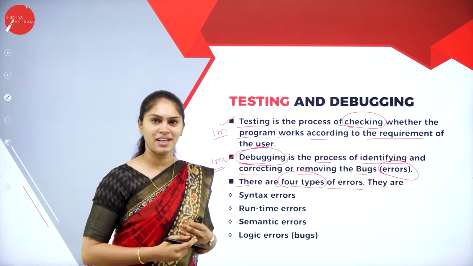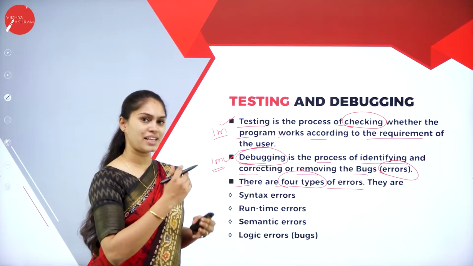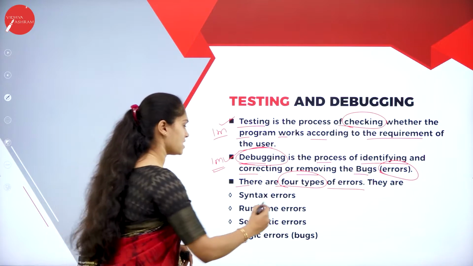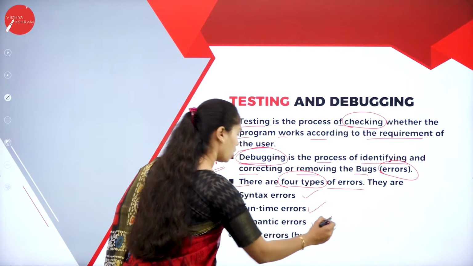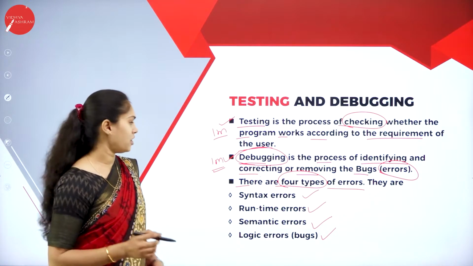What is the possibility of getting these errors? It can be any of the 4 types. That is syntax errors, runtime errors, semantic errors and logical errors. So now we'll see one by one.